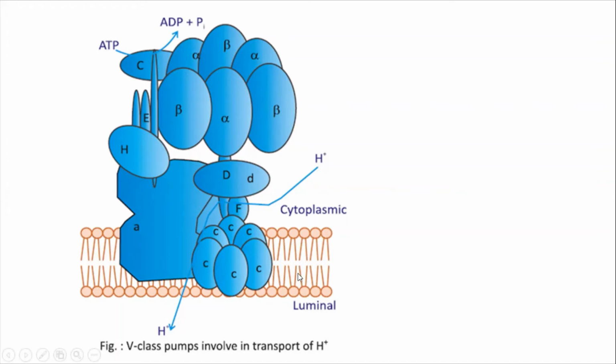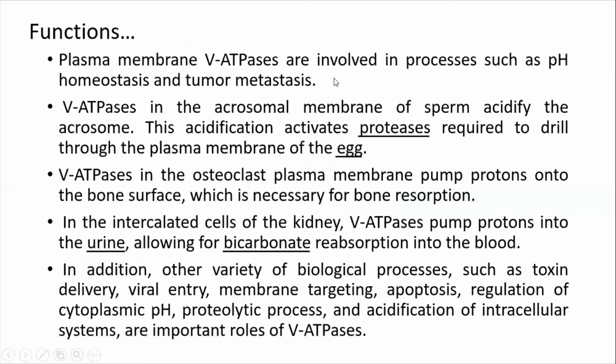Okay. वहां पे क्या था आपका, if you remember, it was H plus from the intermembrane space to the matrix side, correct? Here it is ulta. Here it is from the cytoplasm to the lumen, and eventually again it results in the rotation of this shaft. Okay, just that it is opposite of the proton gradient. Now let's talk about the function. ये थोड़ा सा important है, and I have added these points because it was asked in the exams. So the plasma membrane V ATPase is involved in processes such as pH homeostasis and tumor metastasis.